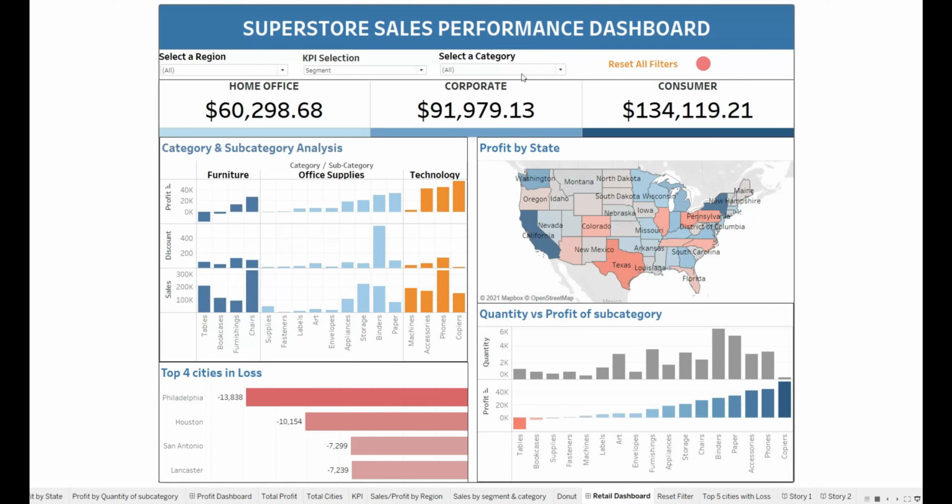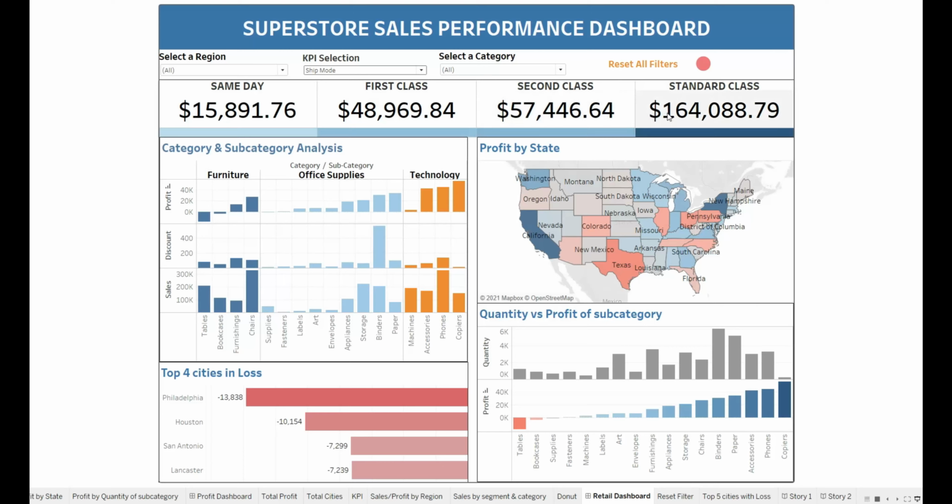And also for the KPI selection, for the overall region the consumer segment has the highest profit, so I would add more subcategories in the consumer section. And for the ship mode, also the standard class, so I would actually include the standard class shipping mode for most of my subcategories. So this was all for my task 1, exploratory data analysis retail on sample superstore dataset.